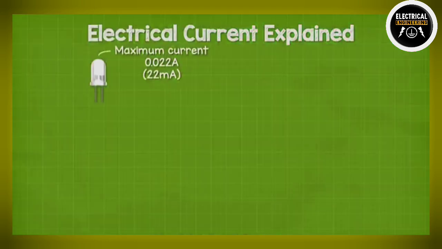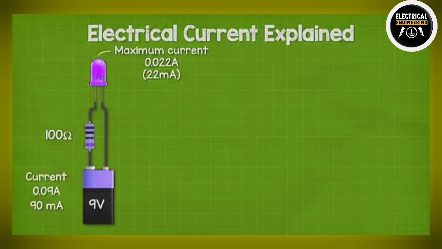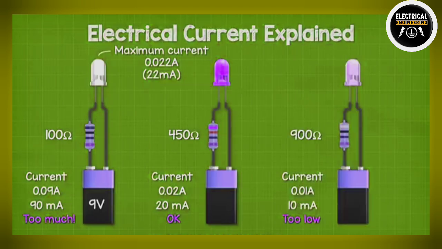For example, this LED is rated for a maximum of 22 milliamps, or 0.022 amps. We want to connect this to a 9-volt power supply. If we use a 100 ohm resistor, then the current would be 0.09 amps, which is too much, and the LED will burn out. If we use a 450 ohm resistor, then the current is 0.02 amps, which is below the limit, so that should be okay. If we use a 900 ohm resistor, then the current is 0.01 amps, which is far too low, so the LED will not shine brightly.